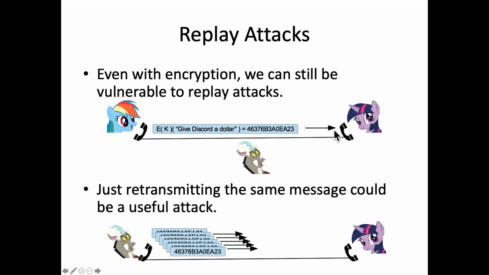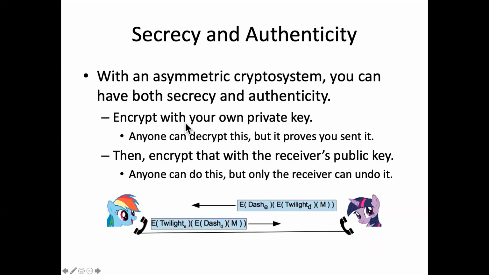Previously, when we talked about using asymmetric encryption, we talked about how it could be used to establish secrecy. Whenever you sent a message, you could encrypt it with the receiver's public key. That's something that you ought to be able to know, but only the receiver could decrypt that message. But doing that alone doesn't guarantee authenticity. When you get a message, you don't know who it came from.